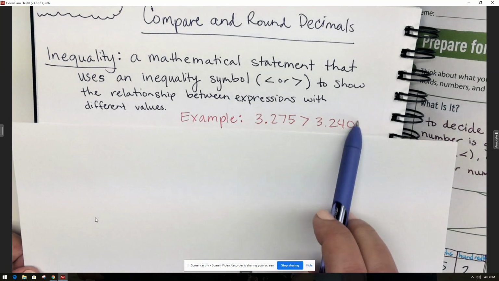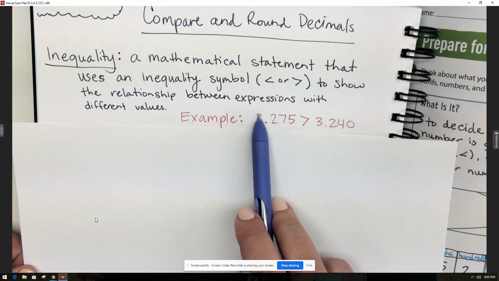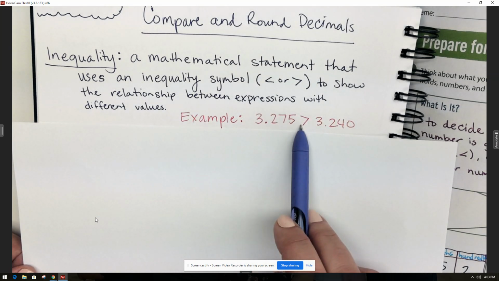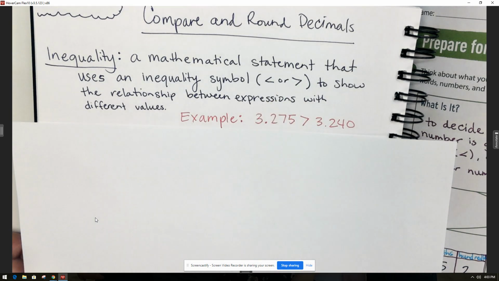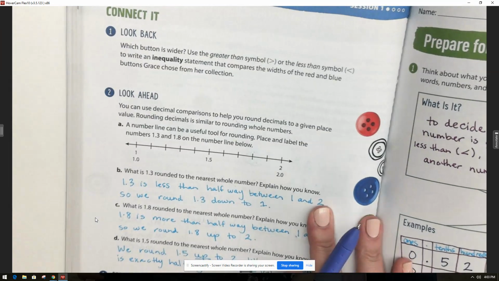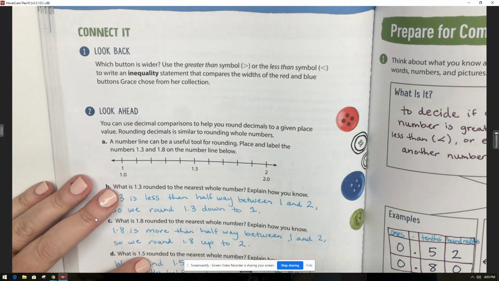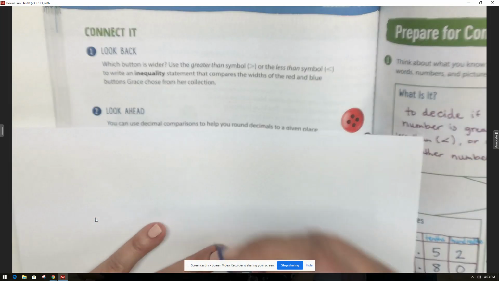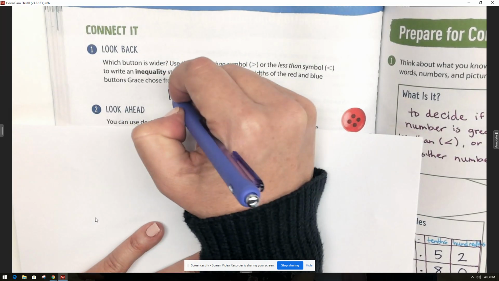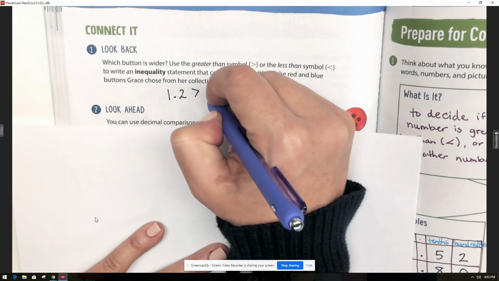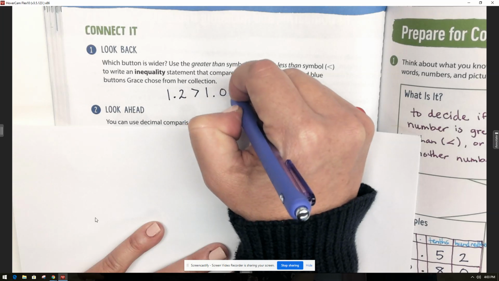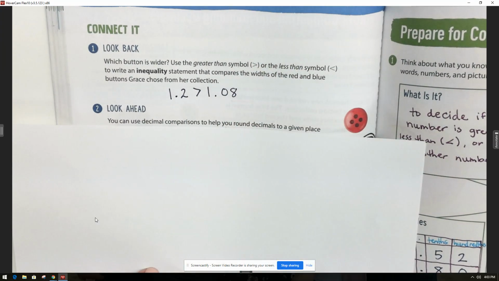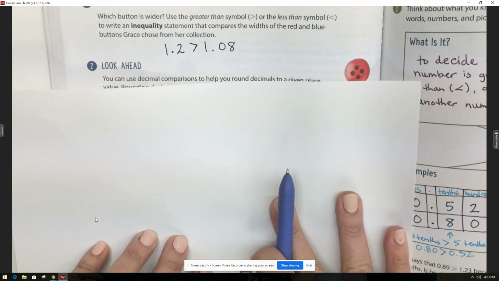But an inequality is simply comparing two decimals using a greater than, a less than, or an equal to symbol. So in our case, we want to write that 1 and 2/10 is greater than 1 and 8/100. This is what's called an inequality. Now let's go ahead and continue looking ahead.